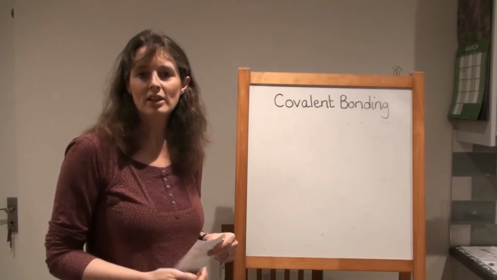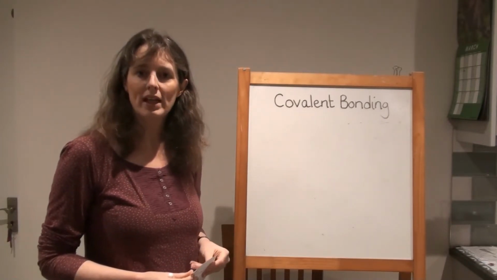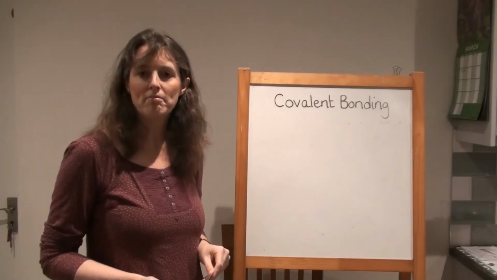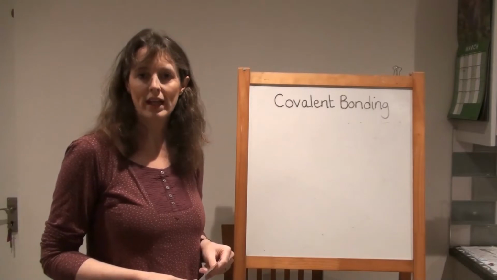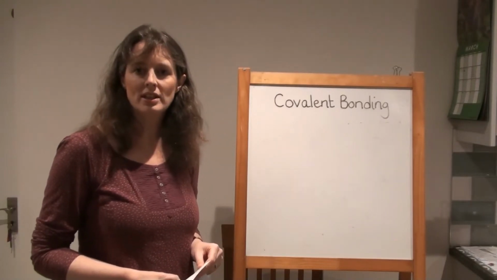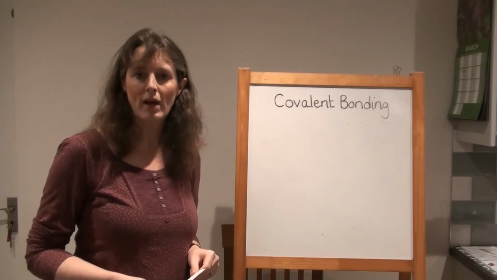So in our last lesson we were looking at ionic bonding, which is when we had a bond between a metal and a non-metal. The bonding type is called ionic. Today we're going to consider what would happen if we have a combination of non-metals.